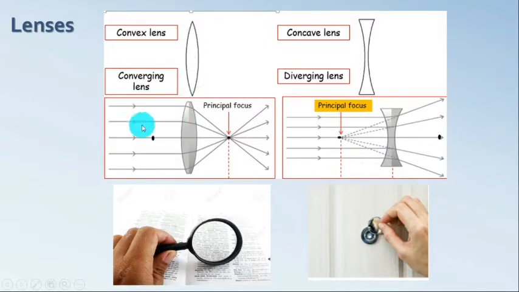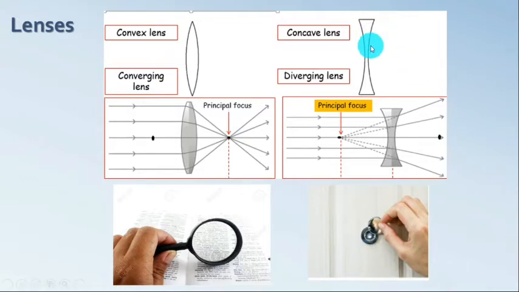Why? Look what happens. If in a case that parallel rays reach this lens, what will happen to these rays? All of them, they will meet at one point. We call this point principal focus. Okay? That's why we call it converging, because it combines all the incident rays at one point.